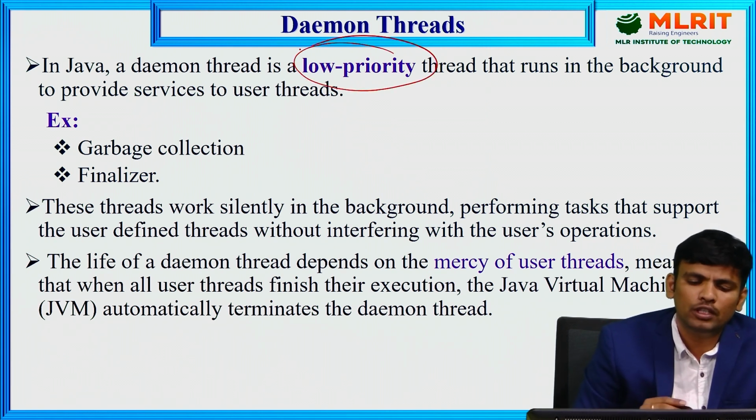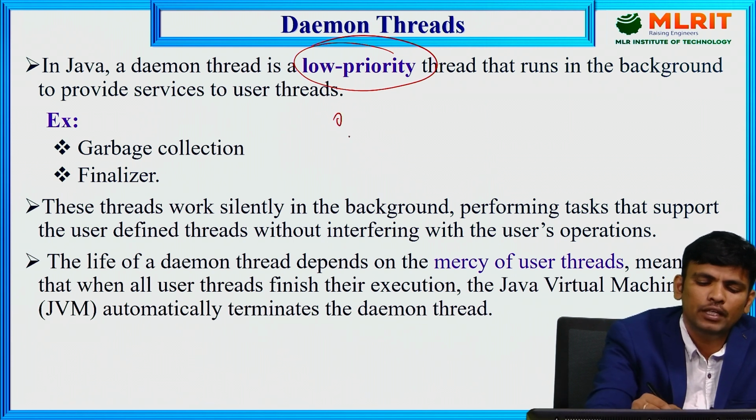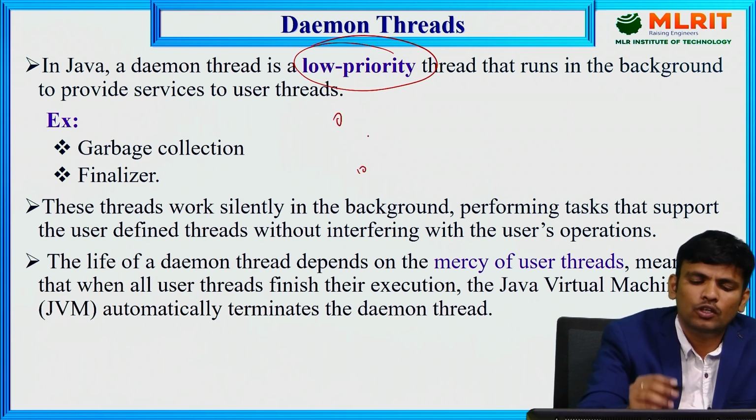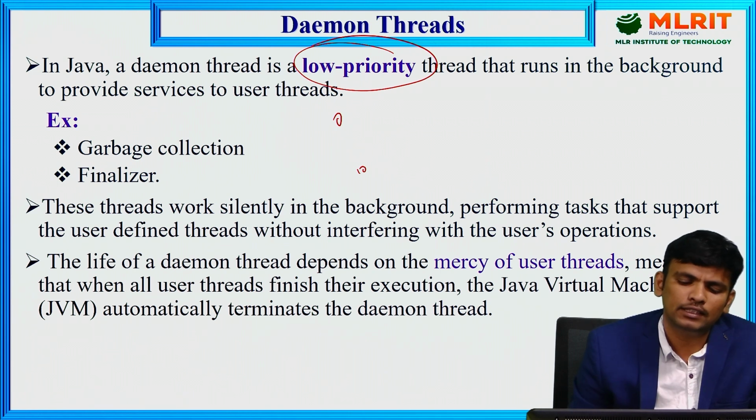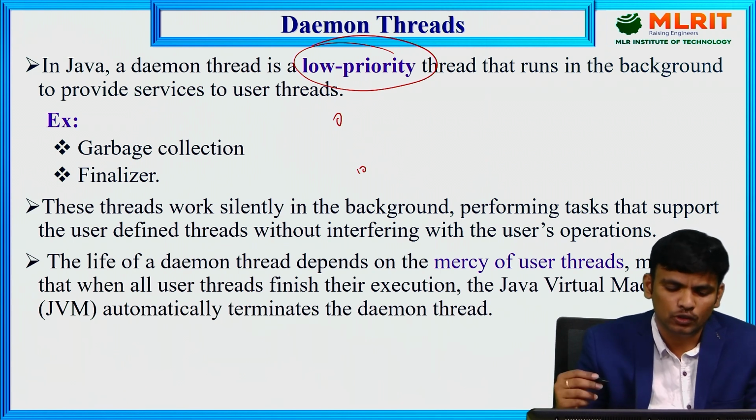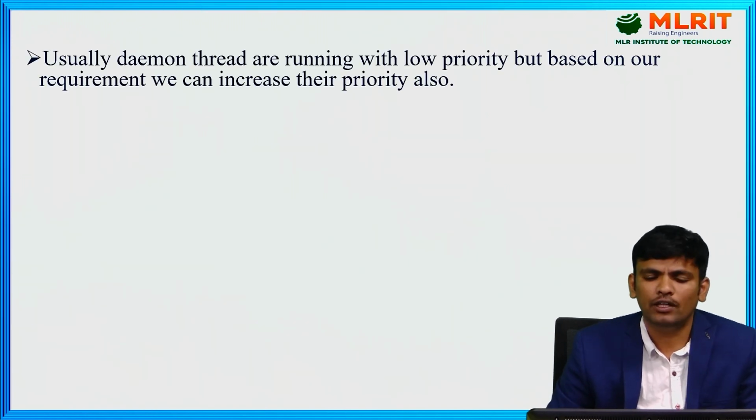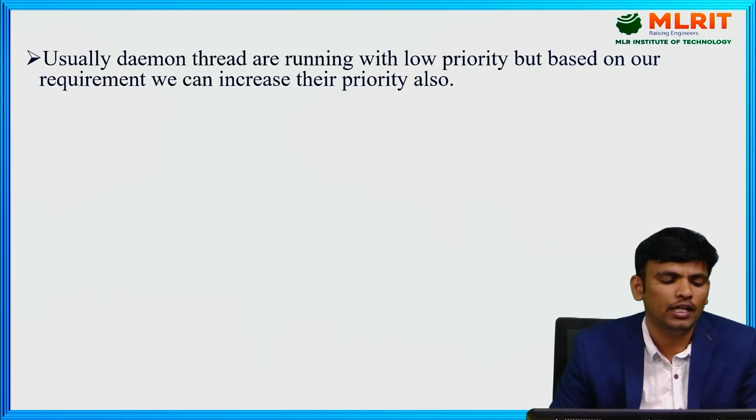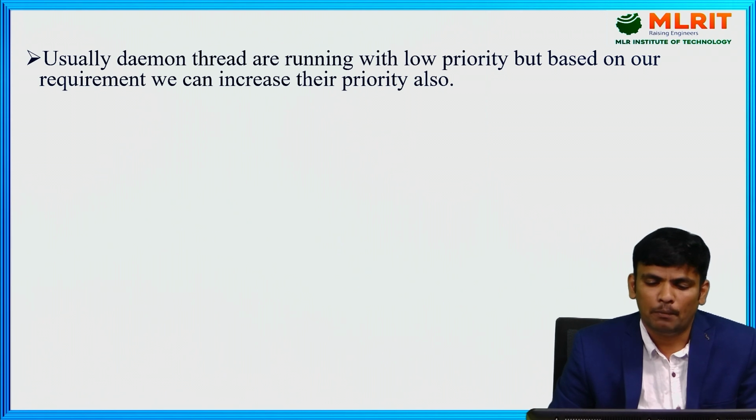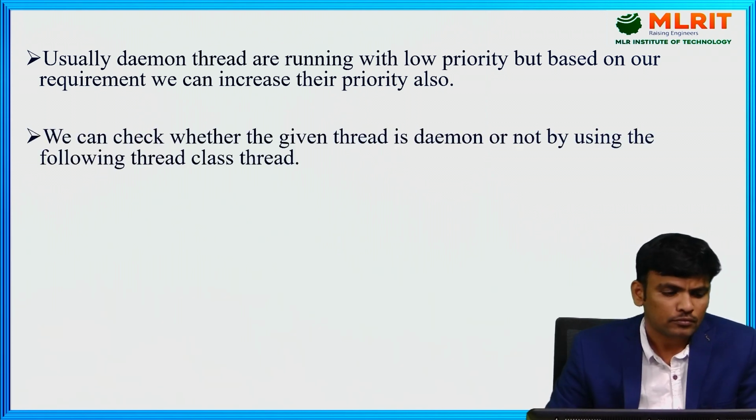So as we know, the priorities range from 0 to 10. Here 0 means low priority and 10 means max priority. Daemon threads work with low priority, but if you have a specific requirement, you can also increase or decrease the priority of the Daemon thread. Okay, so that's the next point.